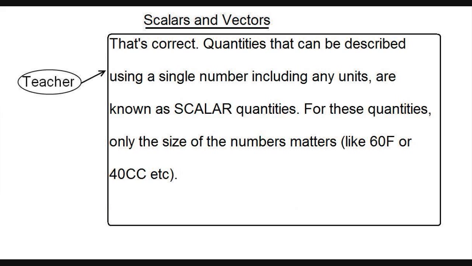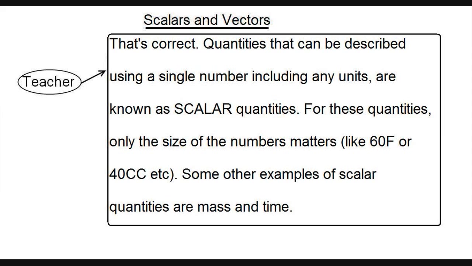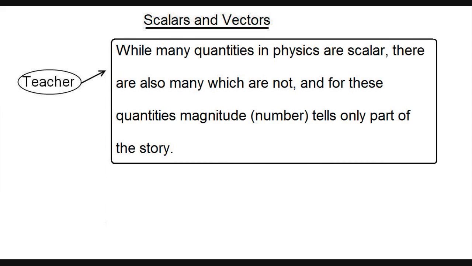For these quantities, only the size of the numbers matters, like 60 degrees Fahrenheit or 40 cubic centimeters, etc. Some other examples of scalar quantities are mass and time. While many quantities in physics are scalar, there are also many which are not, and for these quantities magnitude, that is number, tells only part of the story.